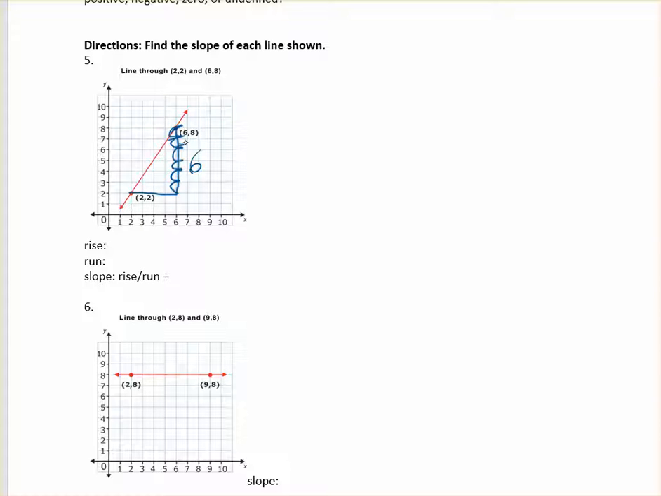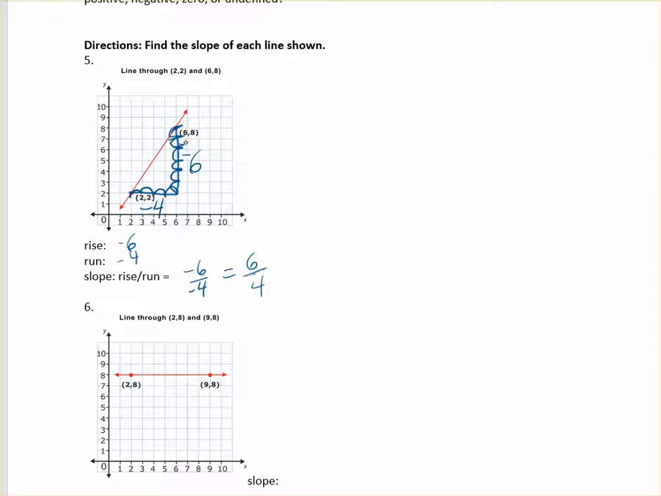Now, actually this would be -6 because I went downhill. Now I'm going to count the run. 1, 2, 3, 4. And I went to the left, so that's negative as well. So my rise is -6, my run is -4. And if I put that together as a ratio, I would get -6 over -4. Now, a negative divided by a negative is a positive number, so I can write this as 6 over 4.